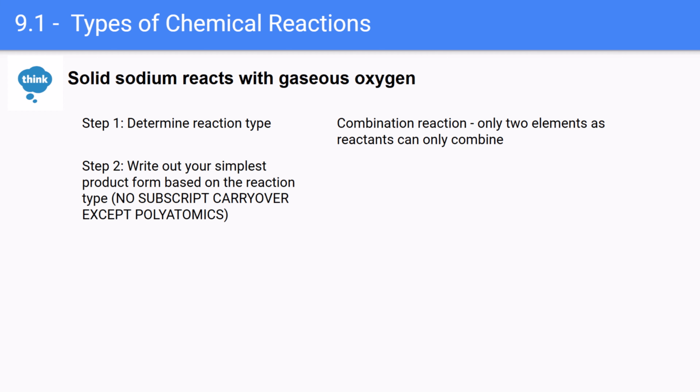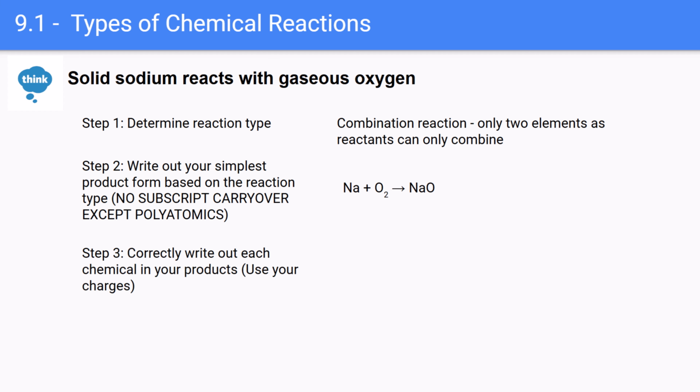Second step is to write out the simplest product form based on the reaction type. No subscript carryover except for polyatomic ions. So if I start off with the materials, I have solid sodium, which is Na, and oxygen, which is a diatom, which is O2. And I react them to form my product. Now notice, no subscripts are carrying over. I'm just simply combining the 2 elements into one, and we'll focus on the rest of the part later. But again, don't carry over subscripts unless they are polyatomic ions.